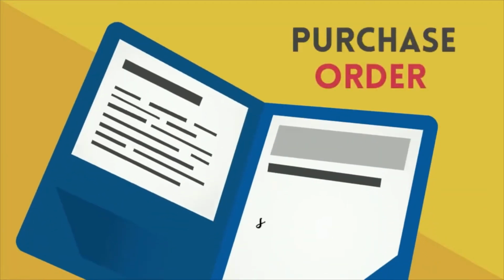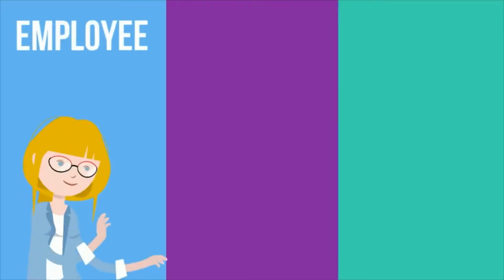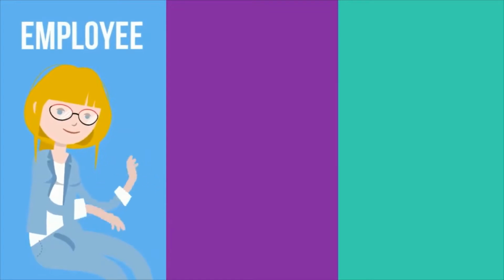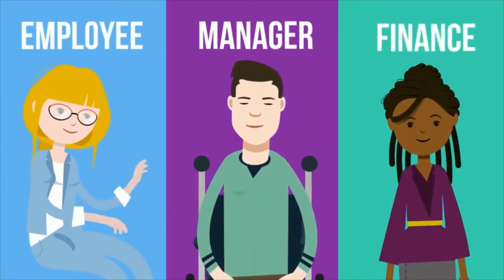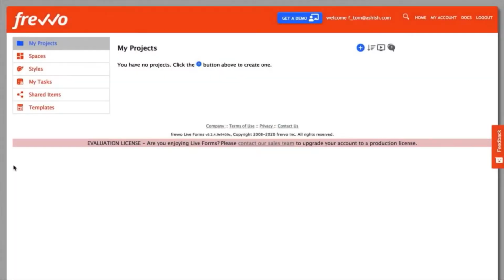In this video, we'll show you how to create a three-step approval workflow. It'll create a new purchase order and route it from an employee to their manager for approval and on to finance for processing. Log in to your frevvo Cloud account.